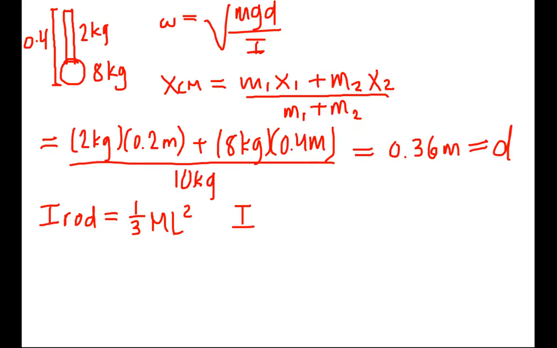And we know that I for a point mass, which is kind of what we're treating this disk as, would be mL squared. So this is kind of a mass that is being rotated at a certain distance, and all of its mass is at one point. So then adding those together to get I total.